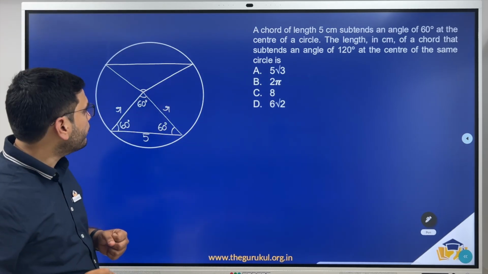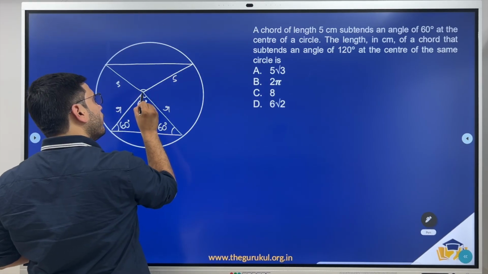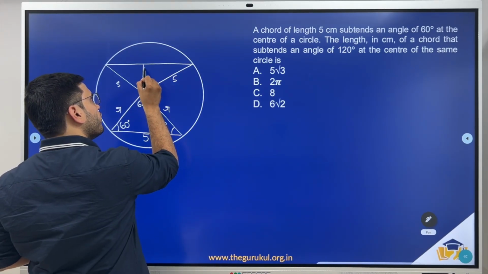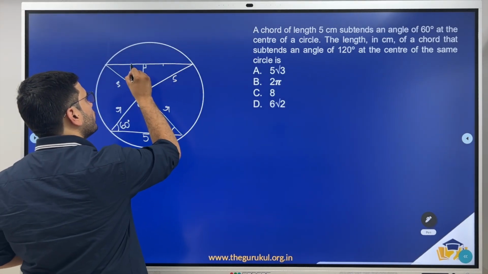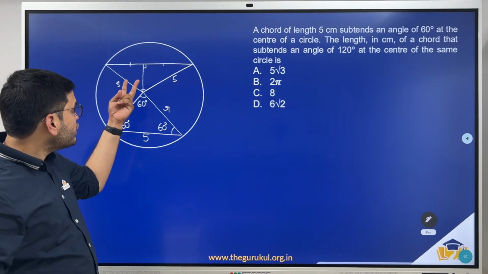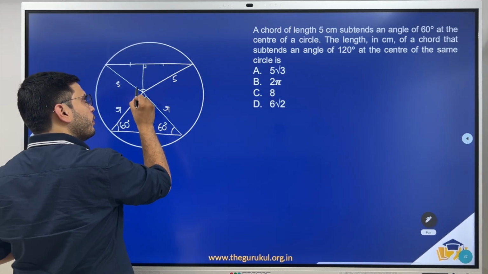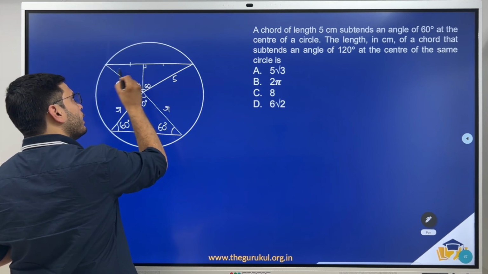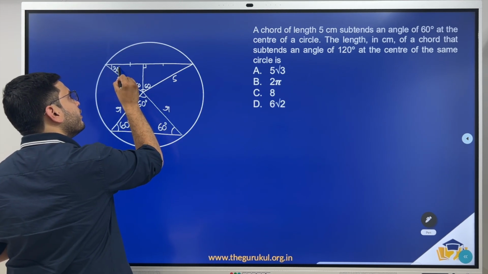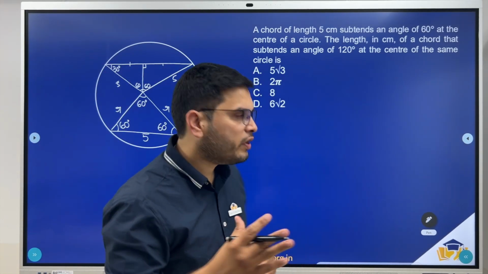Let this be 120. Right. Now we know that the radius is 5 units. And if I drop a perpendicular from the center of the circle to the chord, that bisects the chord. Right. So these two are of the same length, which makes these two congruent triangles. Now if the total angle is 120, this should be 60 degrees and this should be 60 degrees. Now 60, 90, and this has to be 30 degrees.